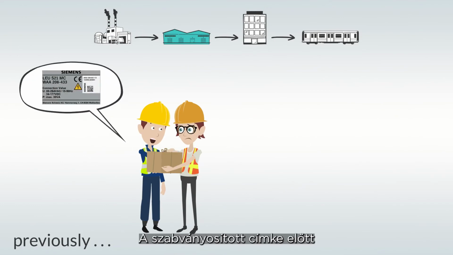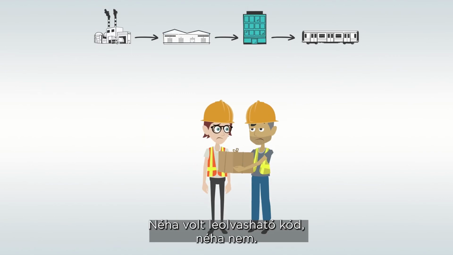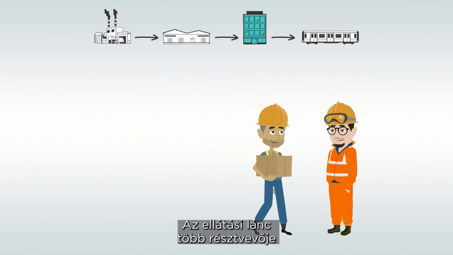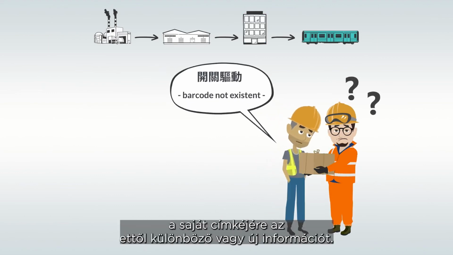That's how the supply chain looked without a standardized label. Many labels look different. Sometimes there were scan codes, sometimes not. Many participants in the supply chain did not understand the information of the previous one and accordingly printed different or new information on their label.